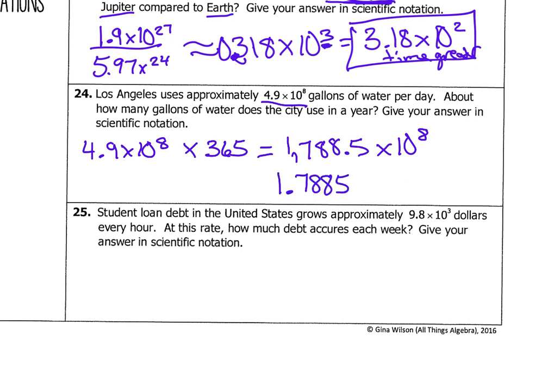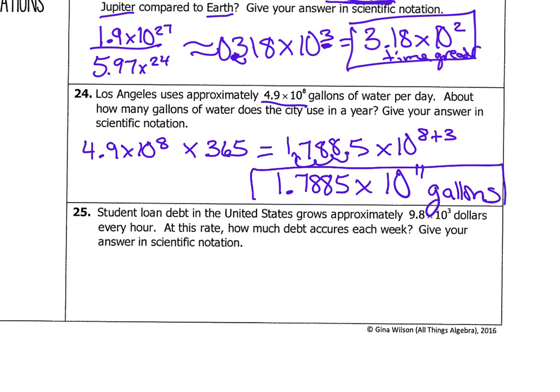We have to put that in scientific notation, so it's 1.7885, right? Times 10 to what power? 10 to the 8. 1, 2, 3 places. I made my answer 3 places smaller, so I need to make my exponent 3 places bigger. So it's times 10 to what power? The 11th. And then this is going to be gallons, right? Approximately.